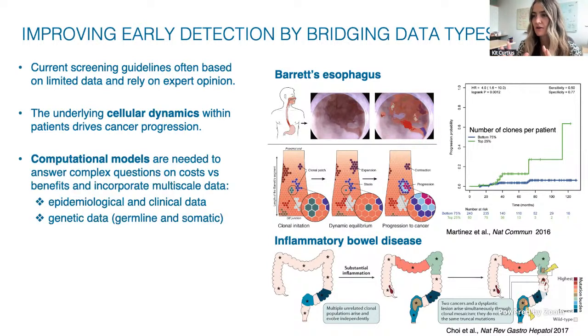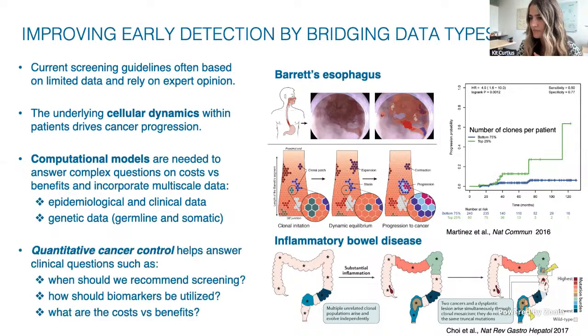So in my view, these computational and mathematical models are needed to answer complex questions that go from epidemiological and clinical data all the way down to the cellular level, to answer things about costs and benefits. And they're able to incorporate multiscale data: epi data, clinical data, and genetic data, maybe germline or somatic, which we'll talk about. My group, which we call the Quantitative Cancer Control Lab, tries to answer some of these questions. We work really closely with clinicians to keep our modeling as relevant and translational as possible. So things like, when should we recommend screening? How should biomarkers be utilized? And what are the costs and benefits of these strategies?